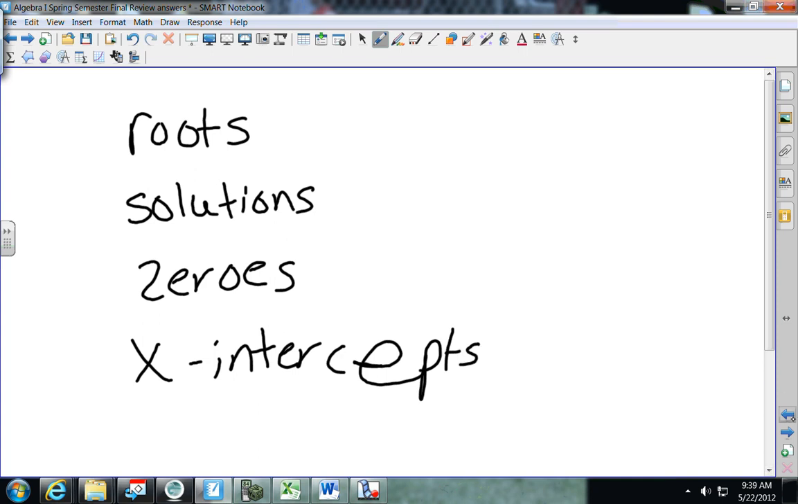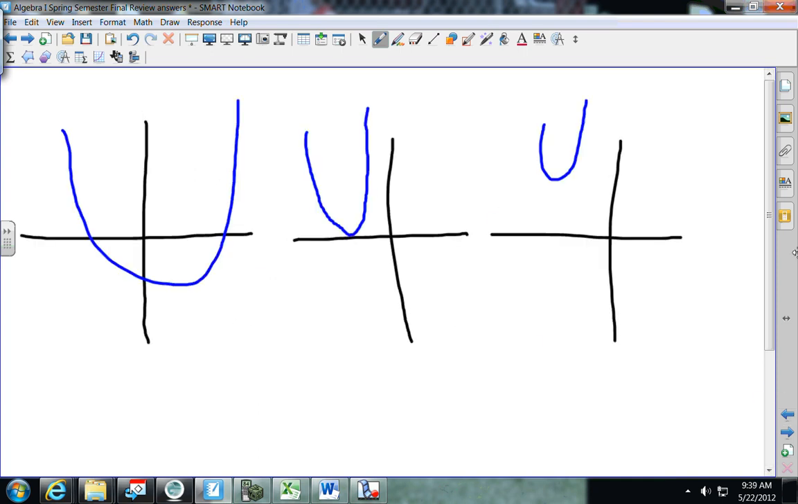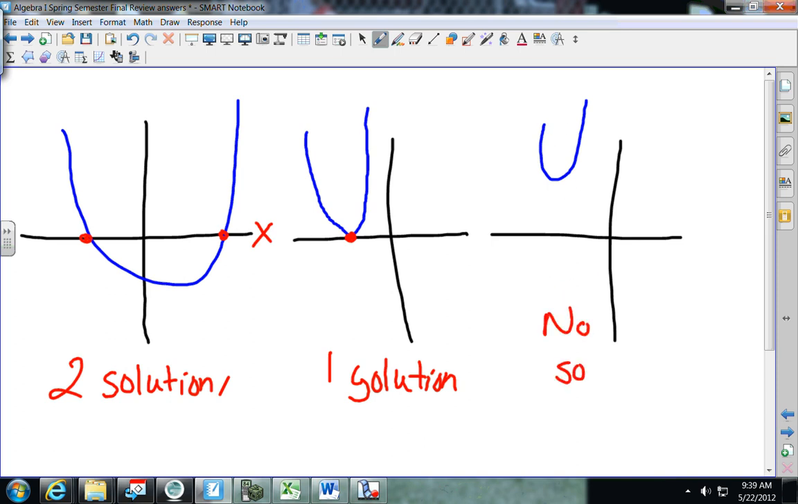Okay? There are three types of solutions. I know the graphs are drawn kind of crazy. See right here, they cross the x-axis twice. There are two solutions in that graph. Another one, they touch just here once, and so they have one solution. And then here they don't cross at all, so there's no solution.